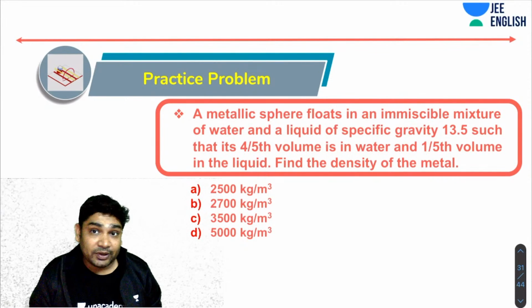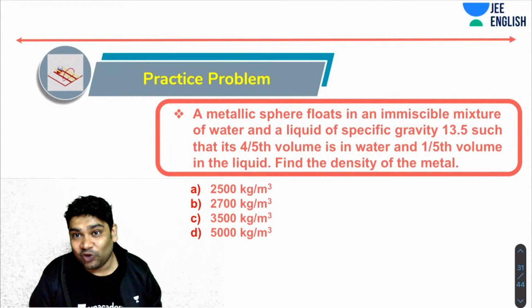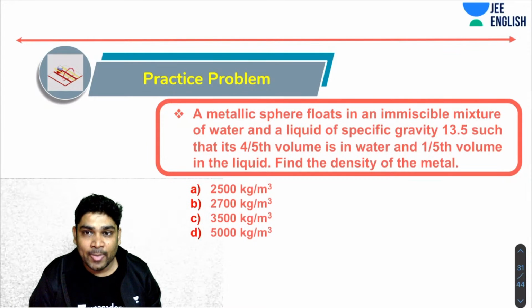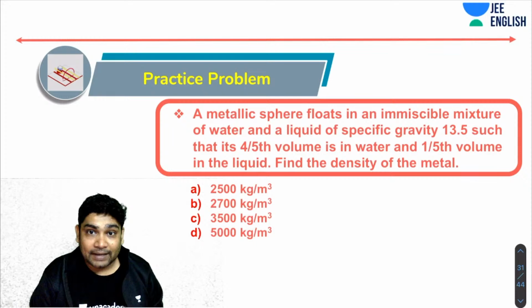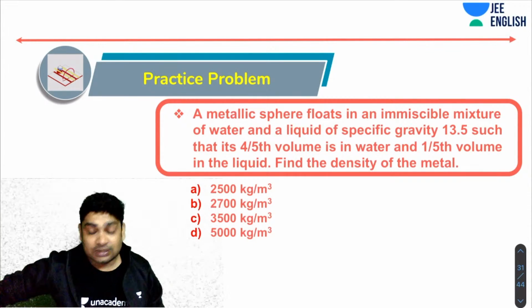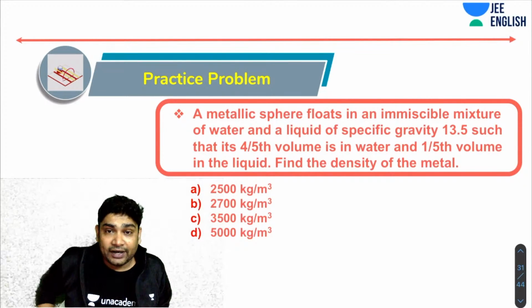So let's see. A metallic sphere floats in an immiscible liquid mixture of water and a liquid of specific gravity 13.5, such that 4/5 of its volume is in water and 1/5 volume is in the liquid. Find the density of the metal. Let's see how you can do this. Okay, try this.